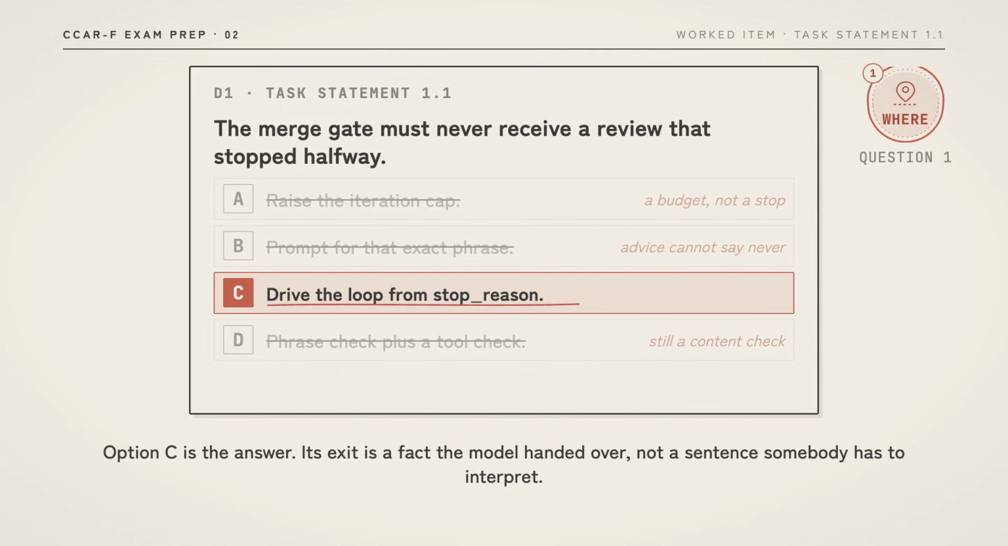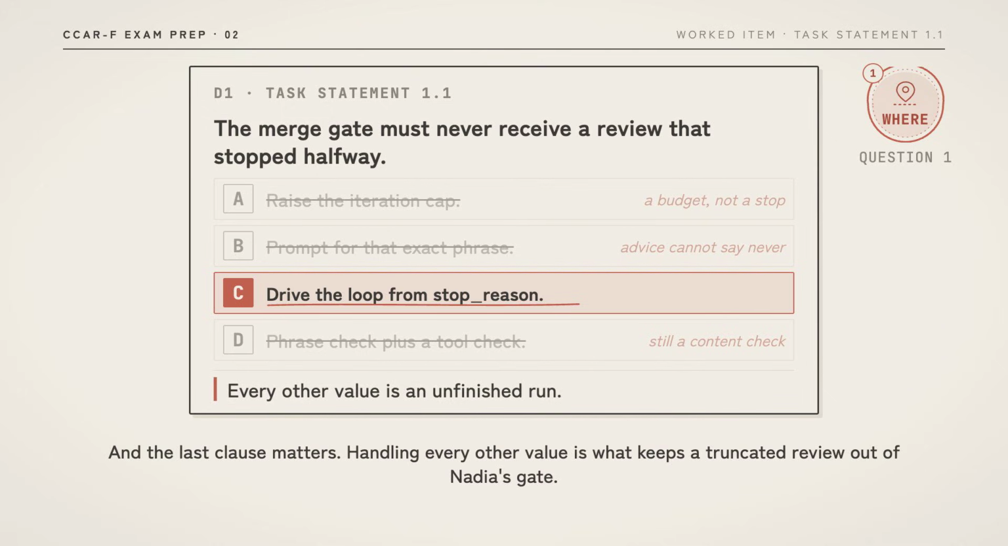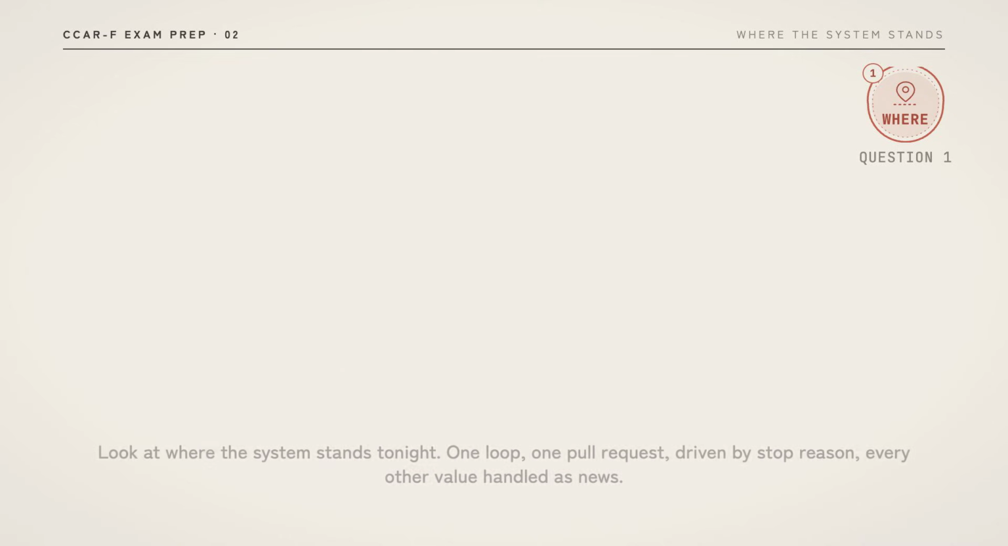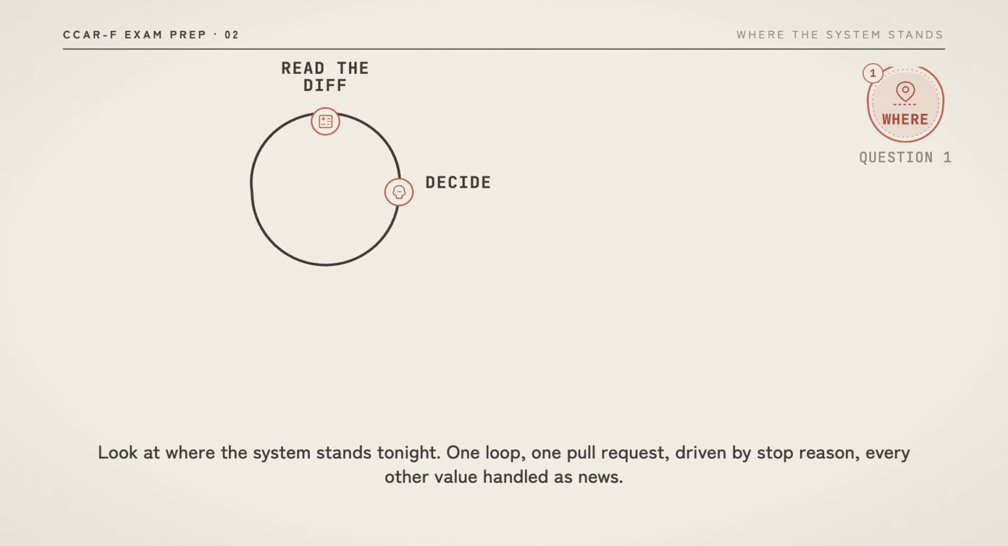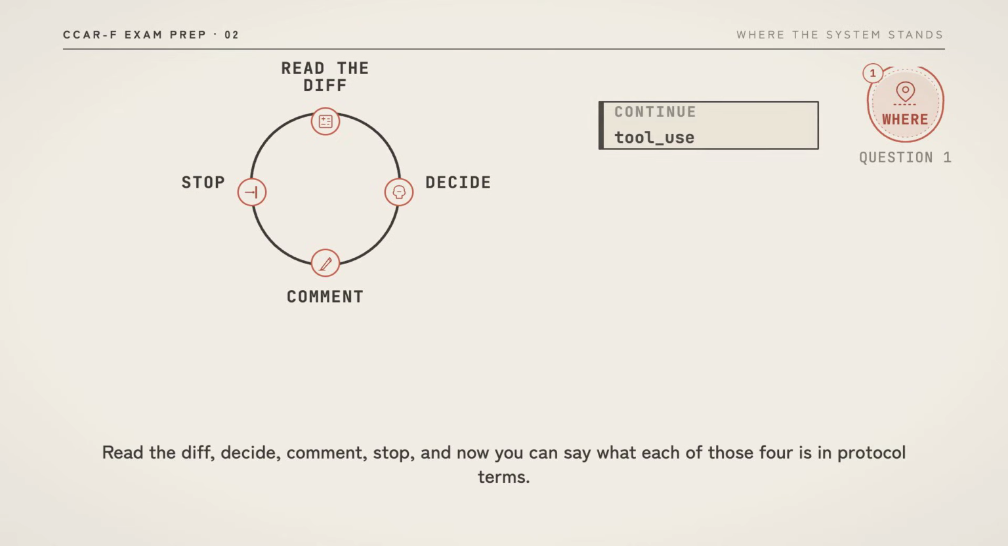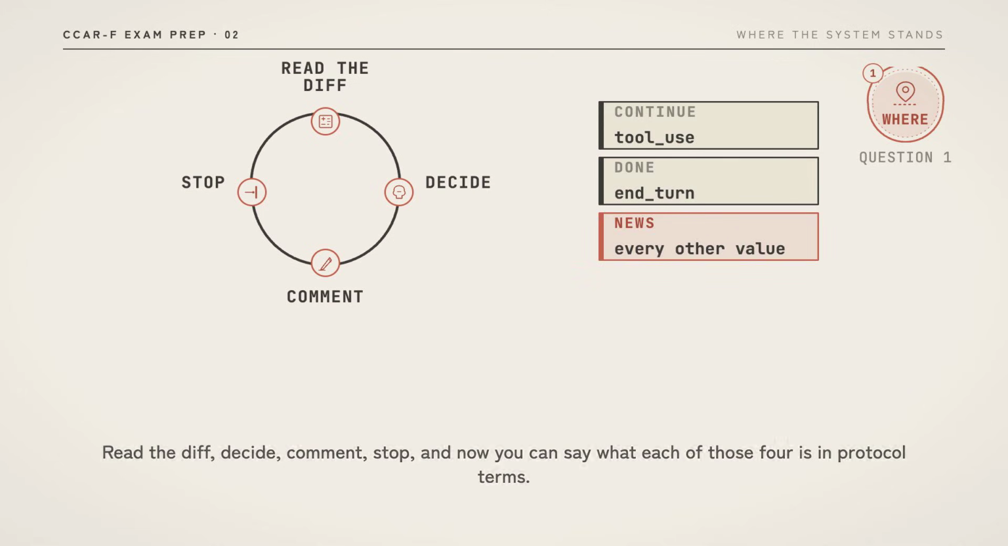Its exit is a fact the model handed over, not a sentence somebody has to interpret. And the last clause matters. Handling every other value is what keeps a truncated review out of Nadia's gate. Look at where the system stands tonight. One loop, one pull request, driven by stop reason, every other value handled as news. Read the diff, decide, comment, stop, and now you can say what each of those four is in protocol terms.